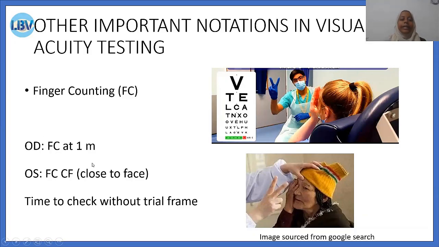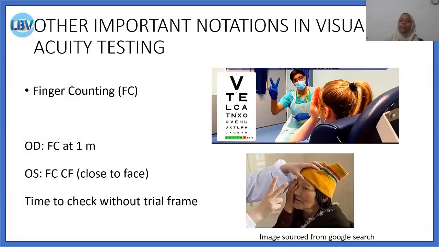Similarly, for the left eye, if even finger counting at 1 meter is not working, then you again reduce the distance to 50 centimeters. And if it is not working there, then you reduce the distance further to 25 centimeters, and maybe close to face. If the person is able to identify the number of fingers close to face, you can mention it as FCCF, that is finger counting close to face. This is the time when you have to remove the trial frame from the patient and check without the trial frame.